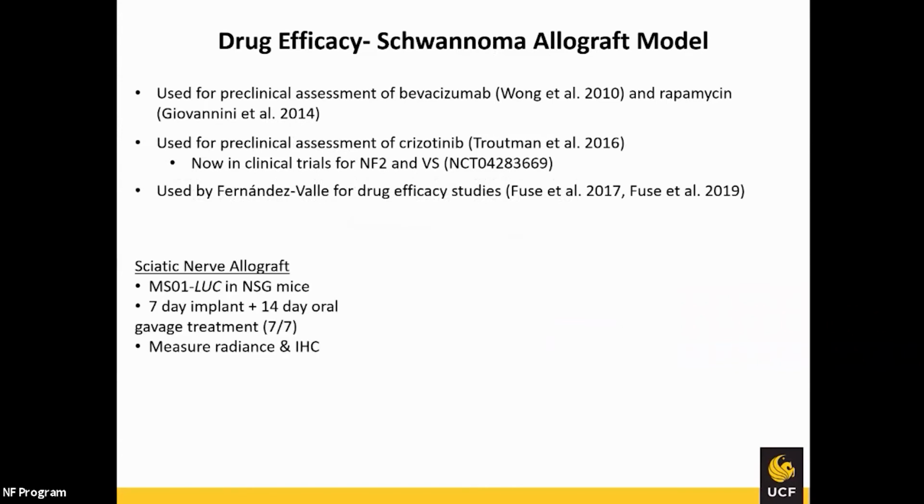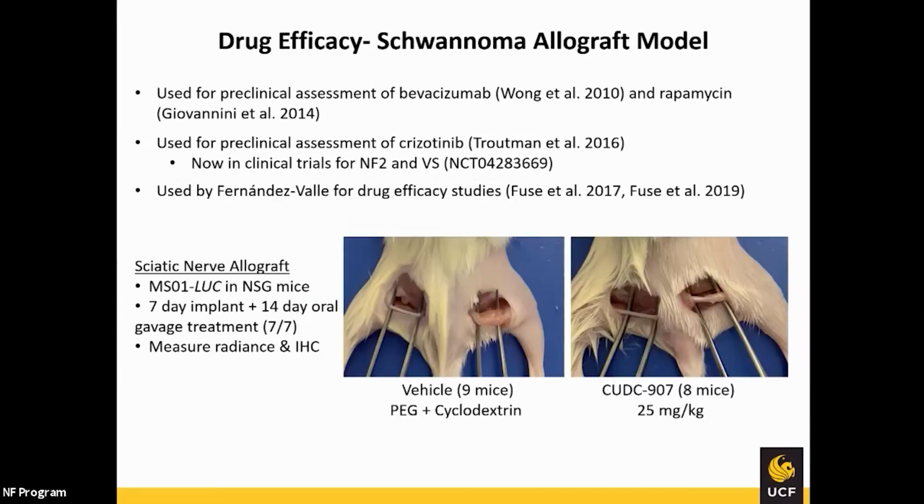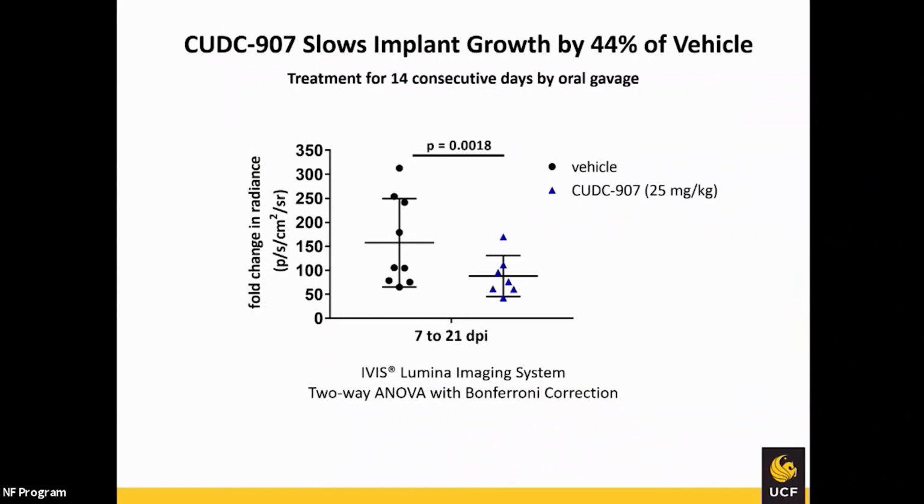5,000 MSO1 cells expressing luciferase were implanted into the sciatic nerve of 17 immune-deficient NSG mice and allowed to grow for 7 days. 9 mice were treated with a vehicle and 8 were treated with CUDC-907 at 25 milligrams per kilogram for 14 consecutive days by oral gavage. Mice were imaged using IVIS at 7 and 14 days of treatment. 25 milligram per kilogram CUDC-907 slowed implant growth by 44% compared to vehicle at 14 days of treatment, as measured by radiance.